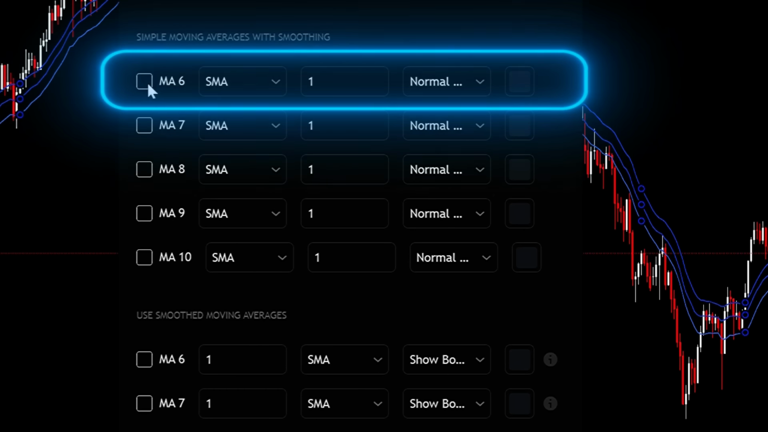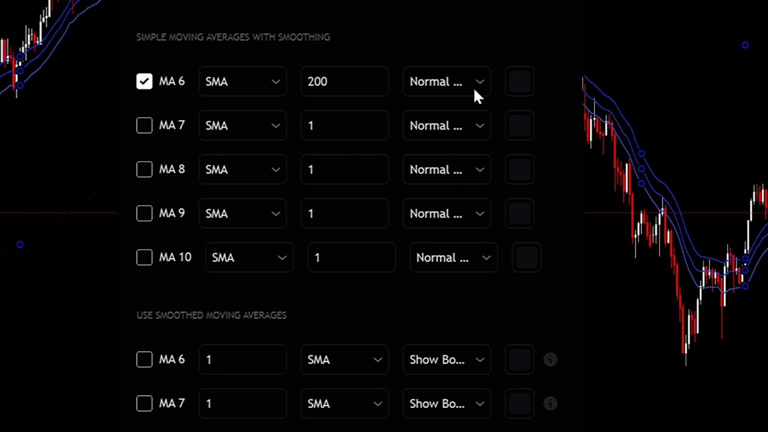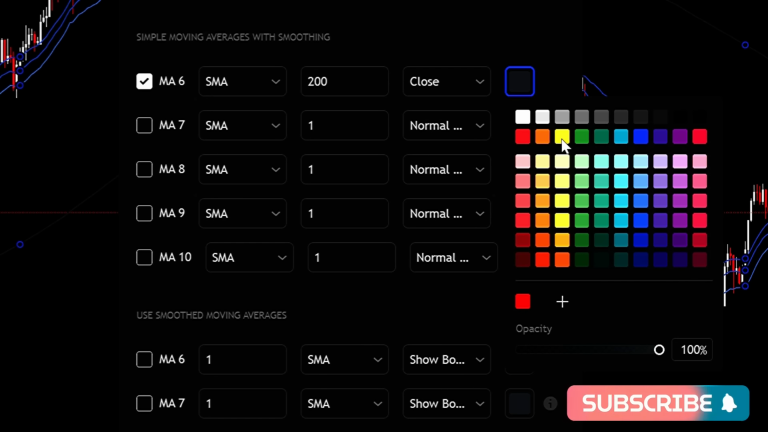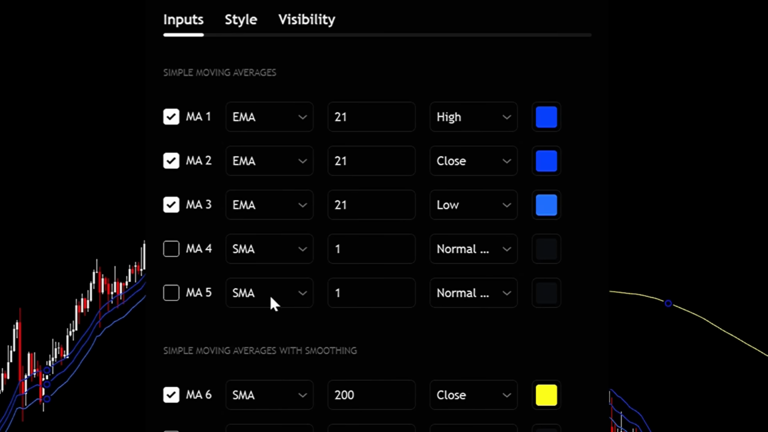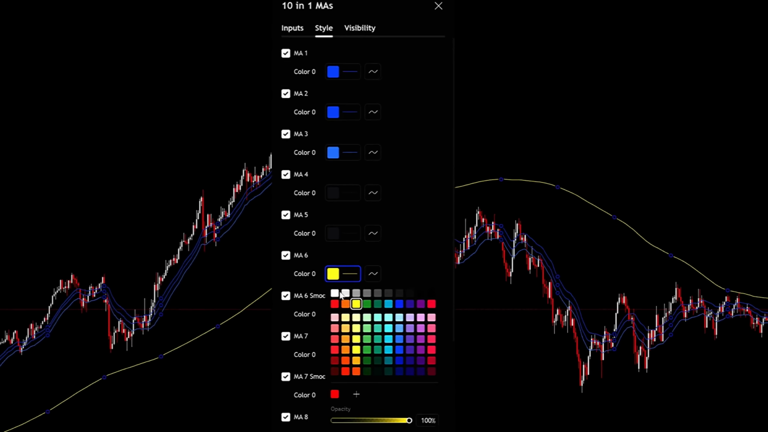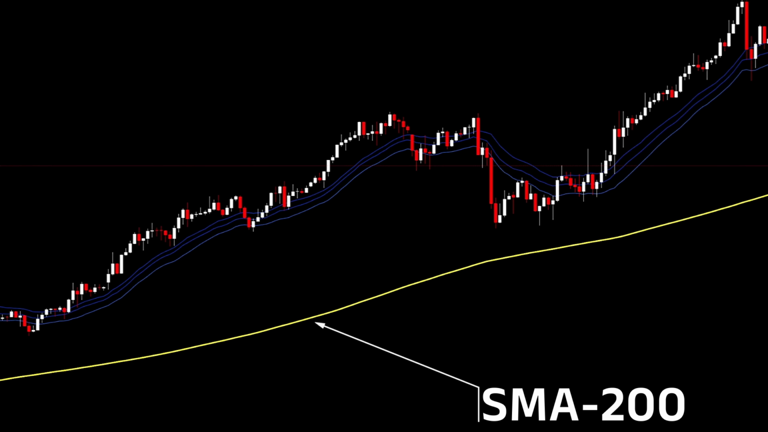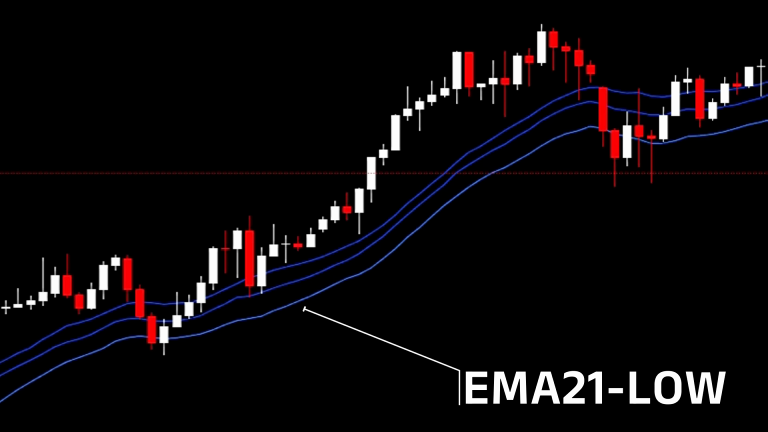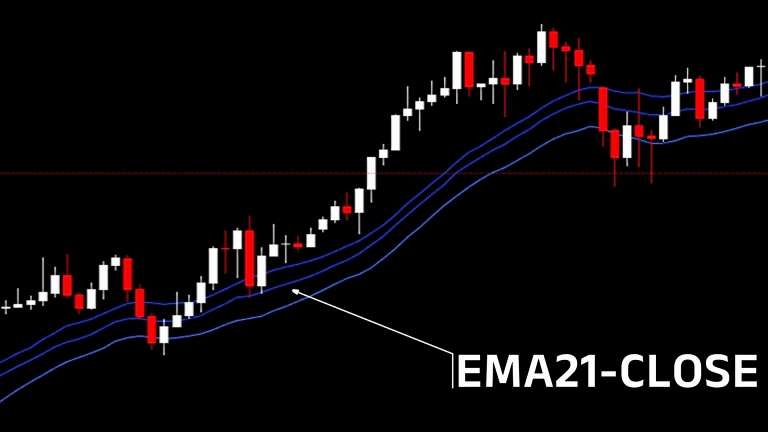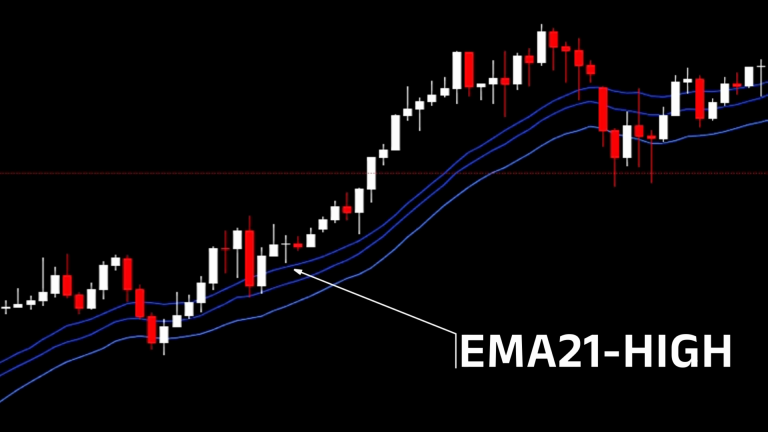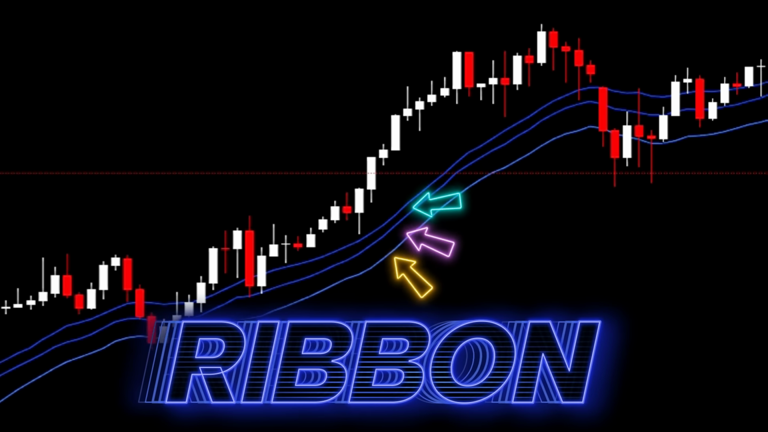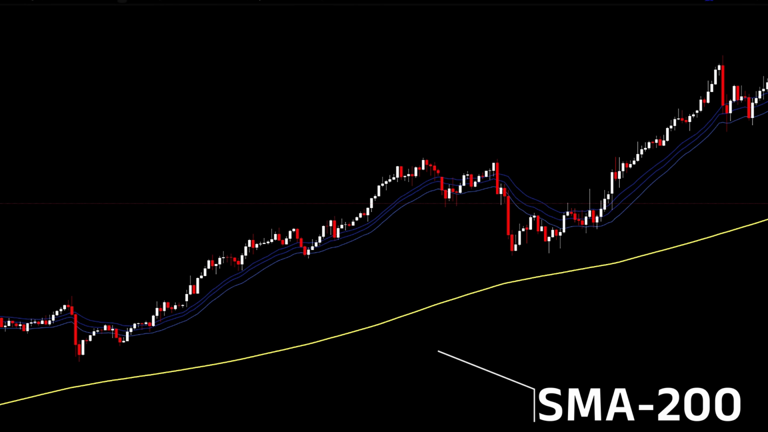Scroll down, enable MA6. Set it to SMA, change the period to 200 and set the source to close. Now color it yellow. This is the trend anchor, the big picture trend line that tells us the direction of the market. Thicken the lines so they stand out clearly on your screen. Now look at the chart. 4 lines: yellow 200 SMA, lower blue EMA using low, middle blue EMA using close, upper blue EMA using high. The 3 blue EMAs form the ribbon. The yellow SMA is the trend anchor.